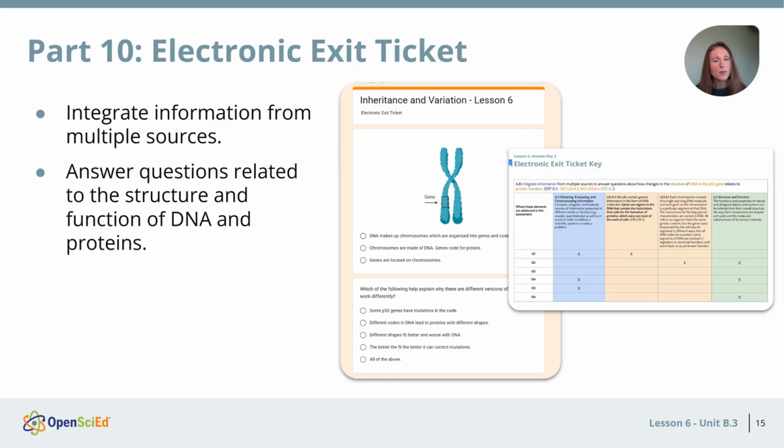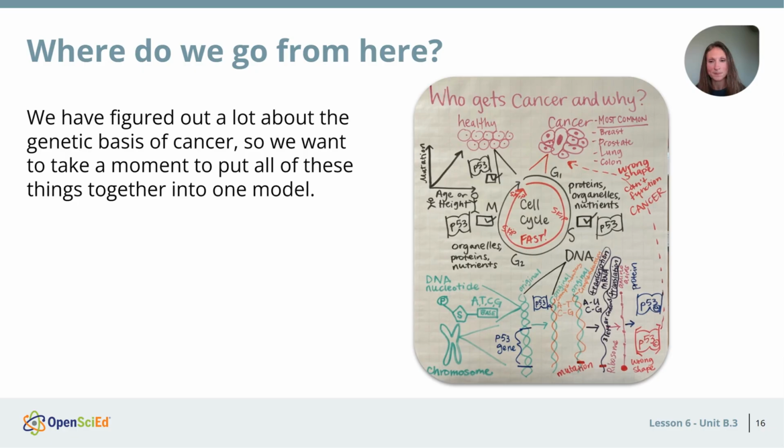Lesson 6 ends with an electronic exit ticket that includes a mix of multiple choice and short answer questions. Students are asked to summarize information from text and images as they answer questions about the relationship between DNA, chromosomes, genes, and proteins. They also answer questions about P53 and why there are different versions. This exit ticket is a great assessment opportunity that can easily be entered into a gradebook.